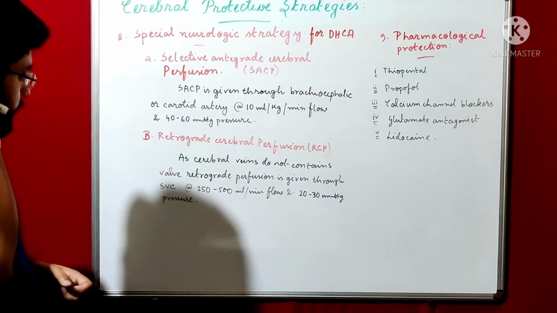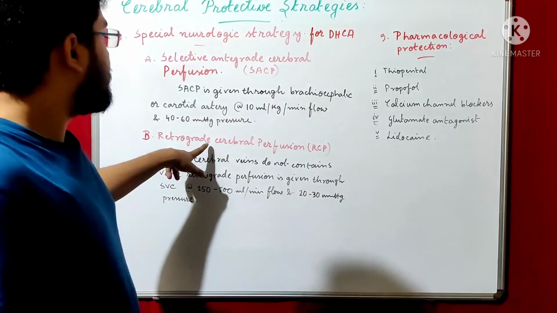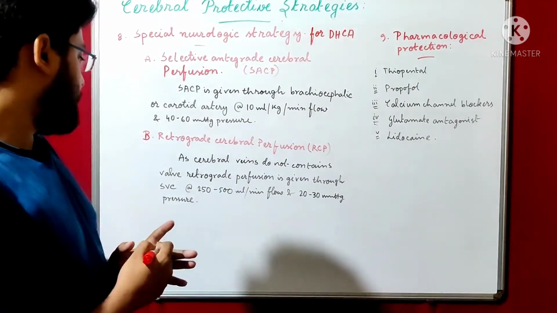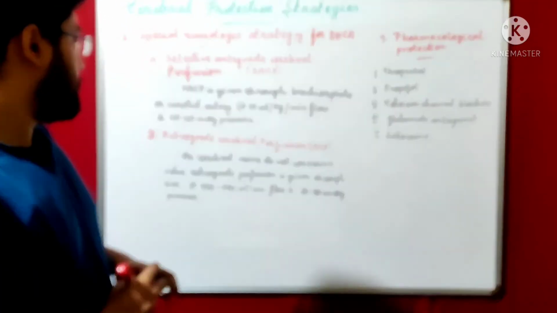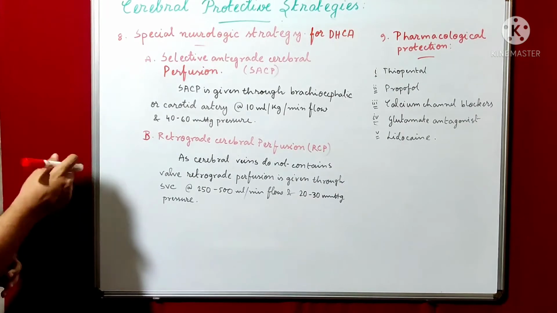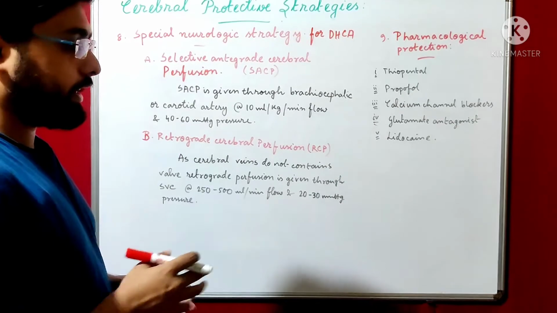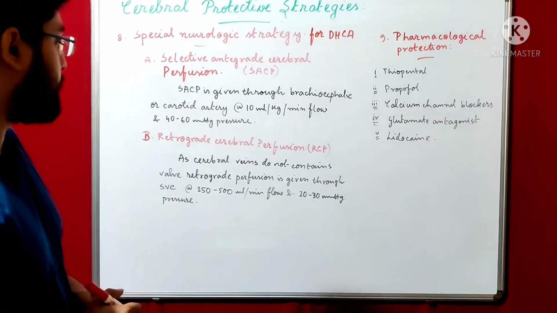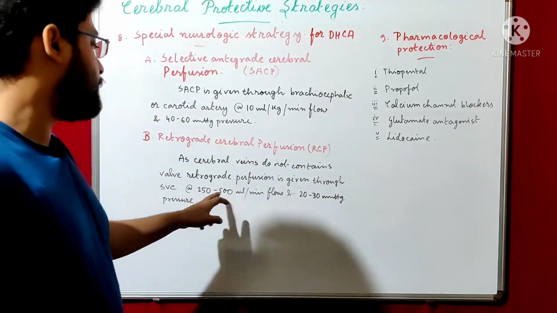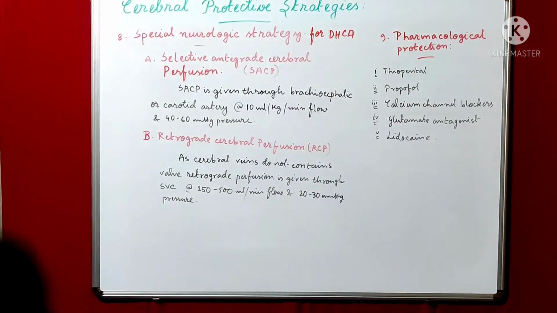So this is a very important short question. Why, when retrograde cerebral perfusion is given in the SVC, can the blood not go to the arms? That is the answer, because in the arms the veins have valves and they do not permit the flow of blood in the opposite direction. So in case of retrograde cerebral perfusion, the flow is given at a rate of 250 to 500 ml per minute, and pressure is maintained at a relatively lower level, 20 to 30 millimeter of mercury.